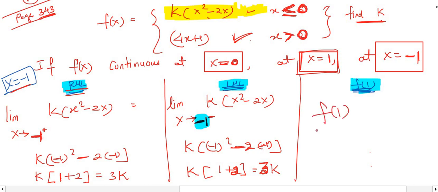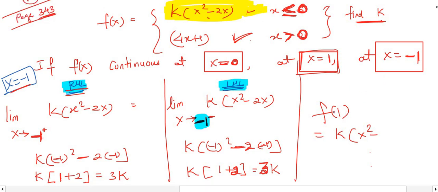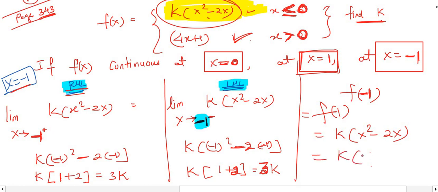Now what is f of minus 1? Function value at minus 1. Minus 1 is less than 0. I will have to take again this one, which is k into x square minus of 2x. I'm sorry, we are checking on minus 1. f of minus 1. Correct? So minus 1 is less than 0. I am picking up this value. So k of minus 1 square minus of 2 into minus 1. So which is k into 1 plus 2, which is again 3k.